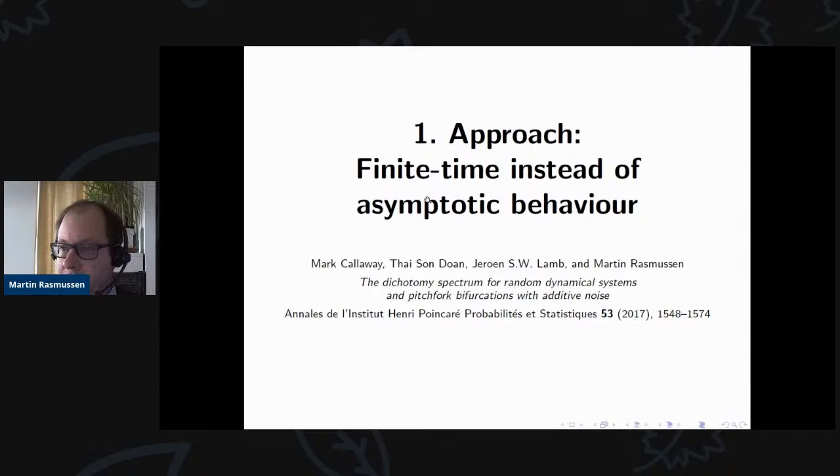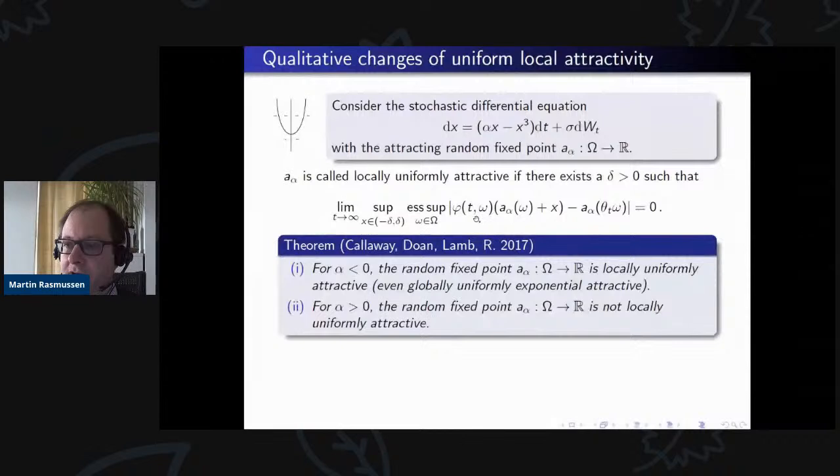So we first look now at the finite time picture. And the first observation you make when you look at this attracting random fixed point is that you have a qualitative change in local uniform attractivity. So what does this mean? What do we mean by local uniform attractivity?